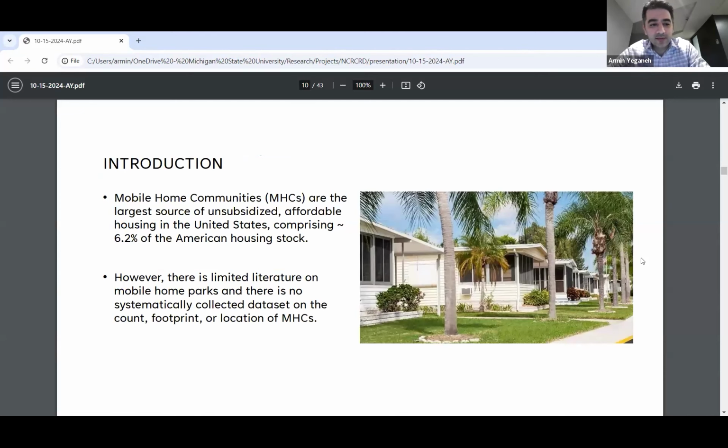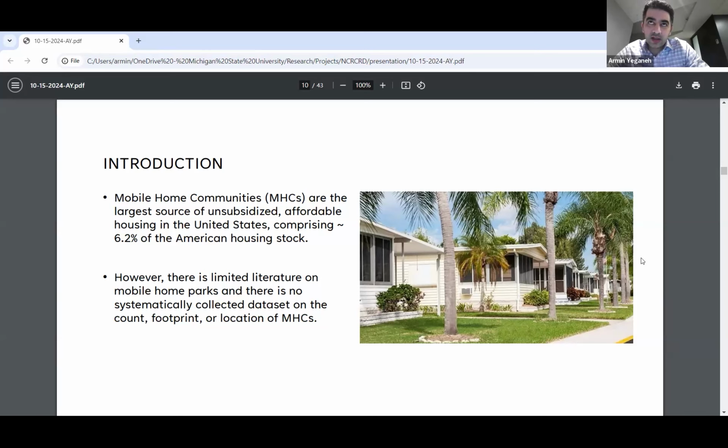So to give you some background about these mobile home communities or manufactured housing communities, these are the largest source of unsubsidized affordable housing in the US, comprising around 6 to 7% of the American housing stock. But the problem we face is that there is limited research on manufactured housing communities, and so we feel that there is no systematically collected data set on count, footprint, location, or other characteristics of these communities.